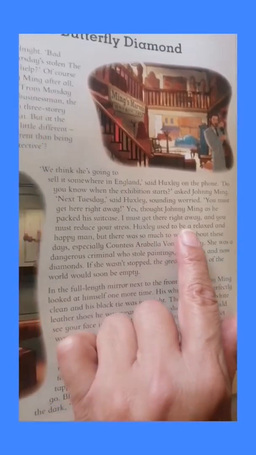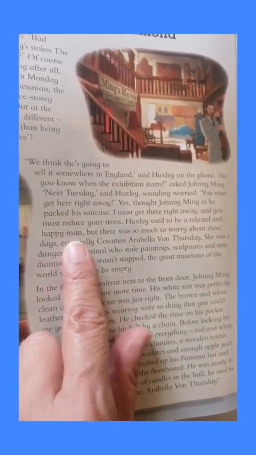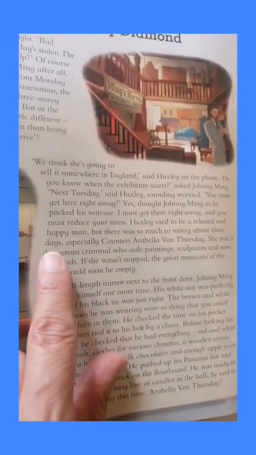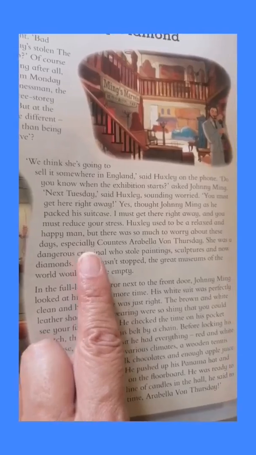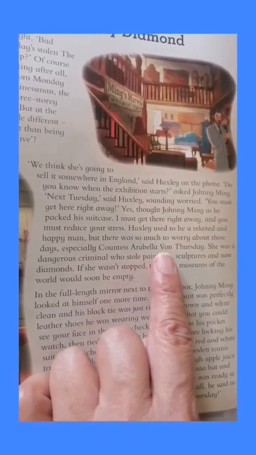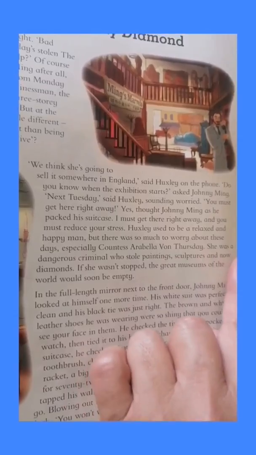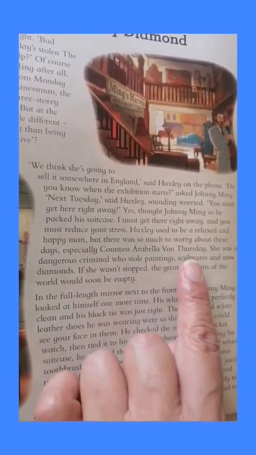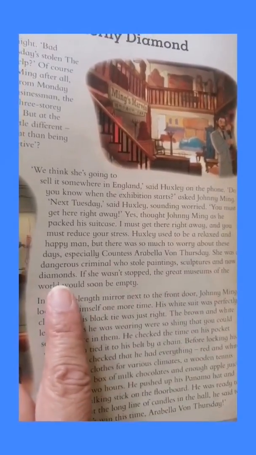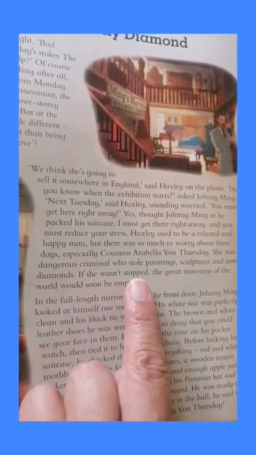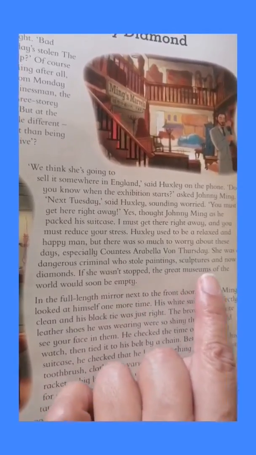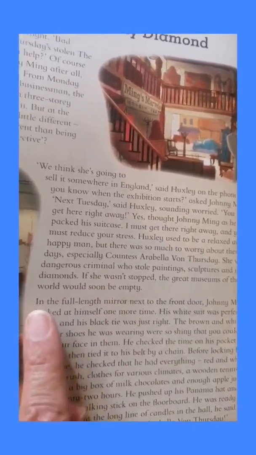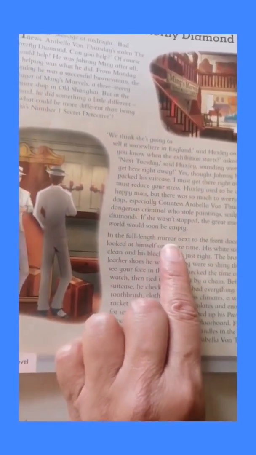Huxley used to be a relaxed and happy man, but there was so much to worry about these days, especially Countess Arabella Von Thursday. She was a dangerous criminal who stole paintings, sculptures, and now diamonds. If she wasn't stopped, the great museums of the world would soon be empty. My goodness.